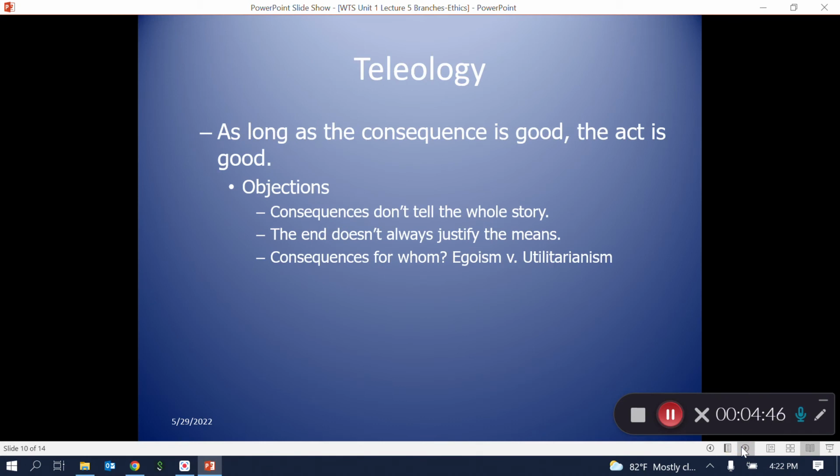So along comes teleology or consequentialism. The word teleology comes from the Greek word telos, meaning end, as in the end justifies the means. We don't see that word often in ethics, and it's often replaced with the word consequentialism.